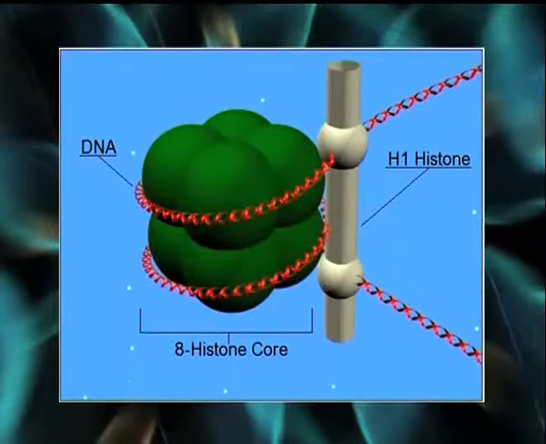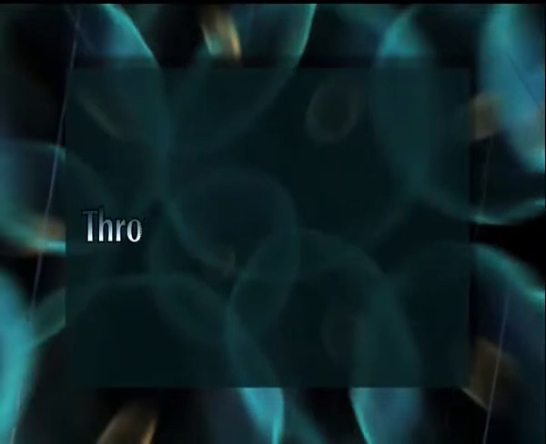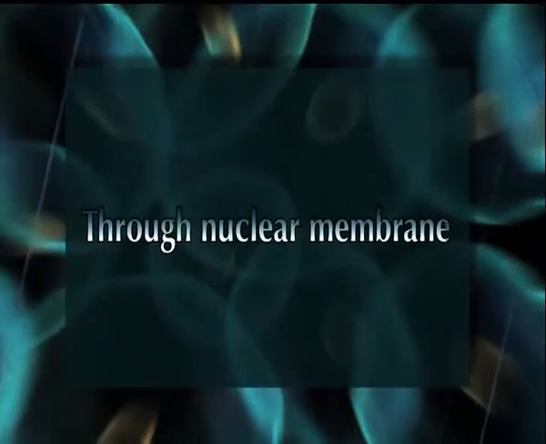The size of the macromolecules has a bearing on their ability to pass through the nuclear pores. Histones, molecular weight 15 kD, enter the nuclei rapidly. Bovine serum albumin, molecular weight 62 kD, enters more slowly, and ferritin, molecular weight 450 kD, does not enter at all. Number 2, through nuclear membranes.